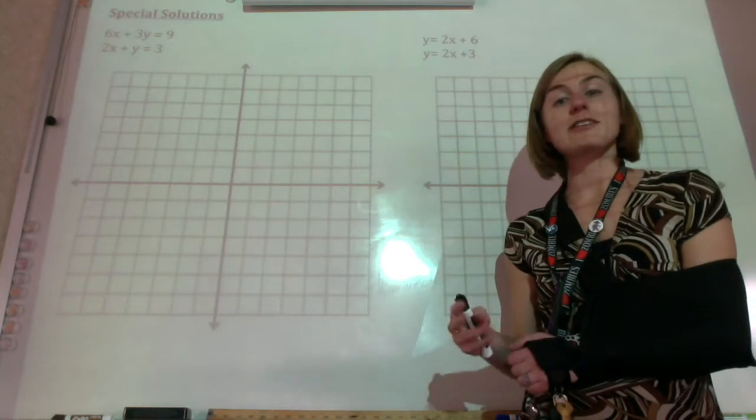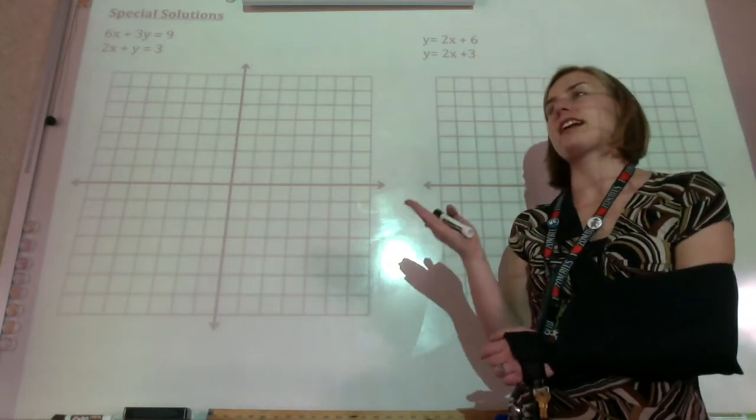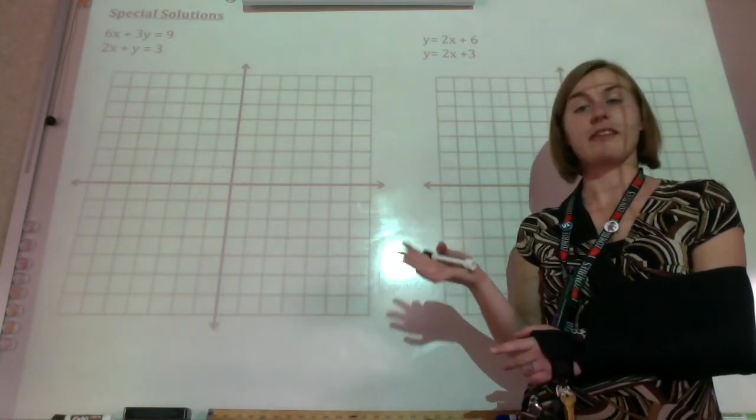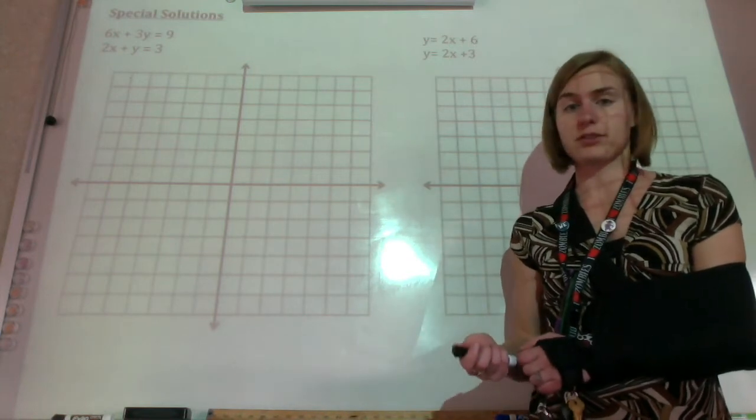Last thing we're going to talk about is special solutions, because of course never anything in math is always going to be that simple. There's always going to be exceptions to the rule.